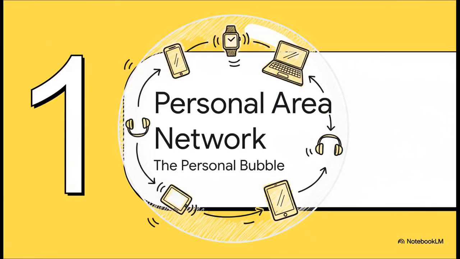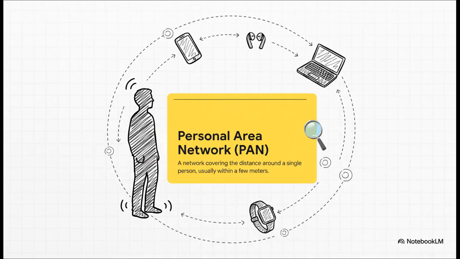So let's start with the smallest one of all, the network that exists right there in your own personal bubble. This is what we call a personal area network, or a PAN for short. So, what exactly is a PAN? Well, it's a network that pretty much just covers the immediate space right around you. We're talking just a few meters. You can think of it as the network just for the gadgets you carry with you.